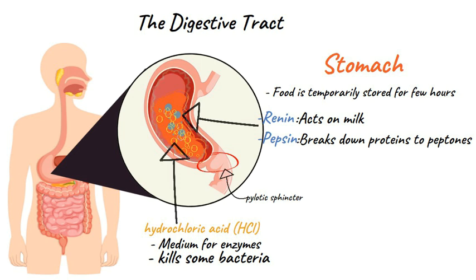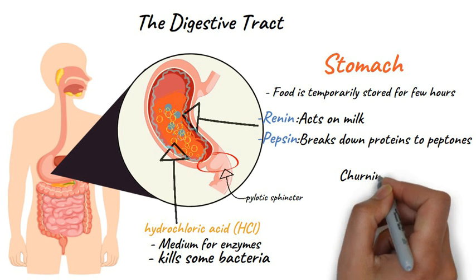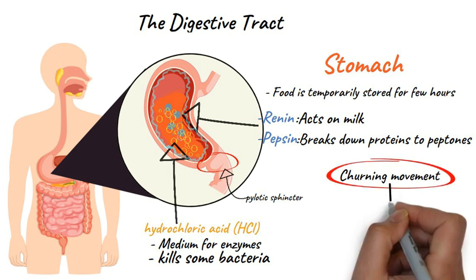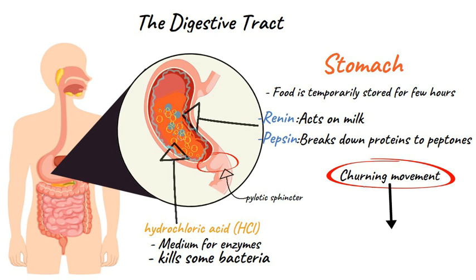In the stomach, food is churned by muscular contraction of the stomach wall. This muscular contraction or this churning movement enables the mixing of food with digestive juices and helps convert the food into a semi-liquid state called chyme.